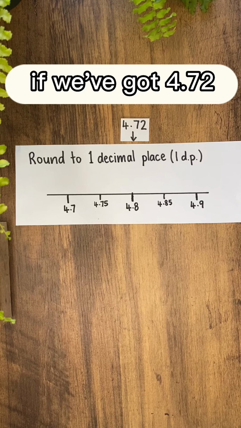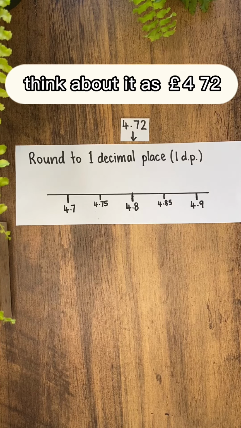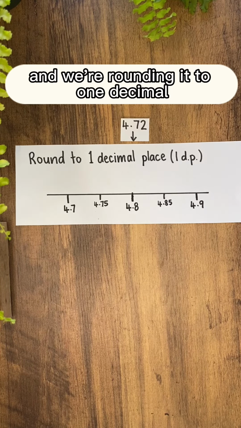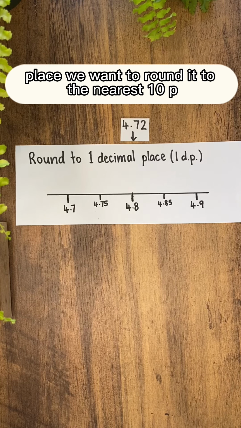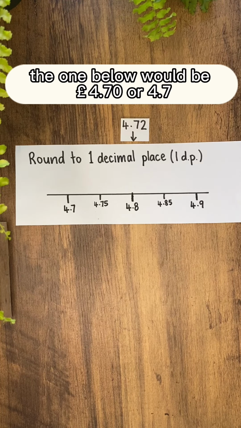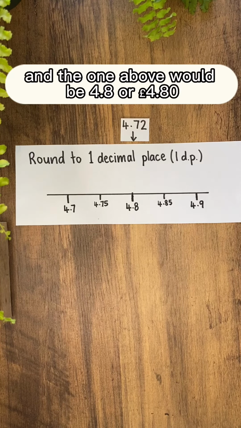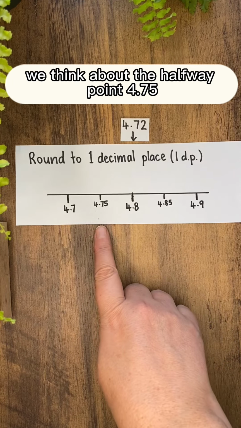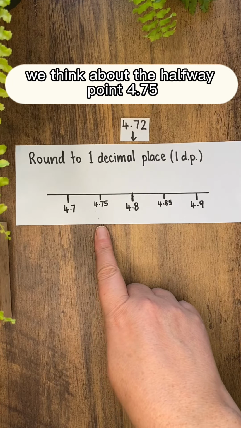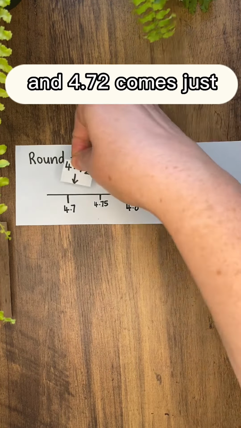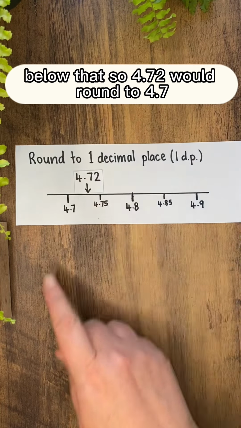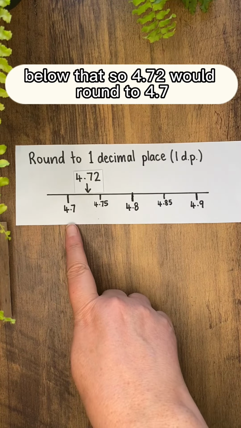If we've got 4.72, think about it as £4.72. And we're rounding it to one decimal place. We want to round it to the nearest 10p. The one below would be £4.70 or 4.7. And the one above would be 4.8, £4.80. If we think about the halfway point, 4.75. And 4.72 comes just below that. So 4.72 would round to 4.7.